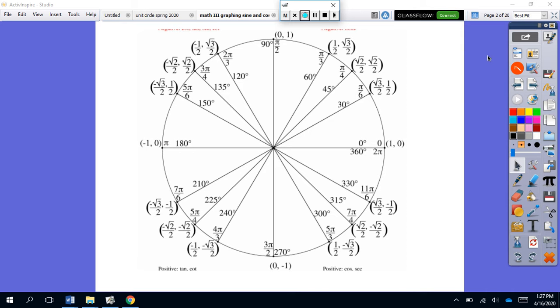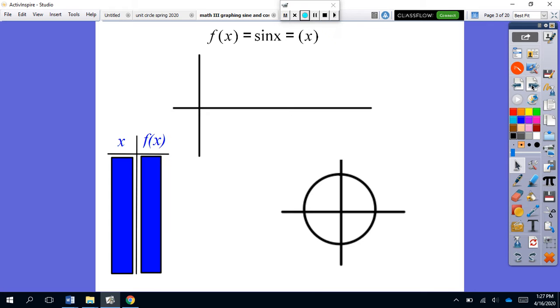So when we graph the sine and cosine function, we're using the angle in radians as our x value. That's going to be our x coordinate, and the sine or the cosine will be our y value. Let's see what that looks like. If I'm graphing f of x equals sine x, x would be my angle, and y would be the sine of that angle. So let's look at just the basic four main angles.